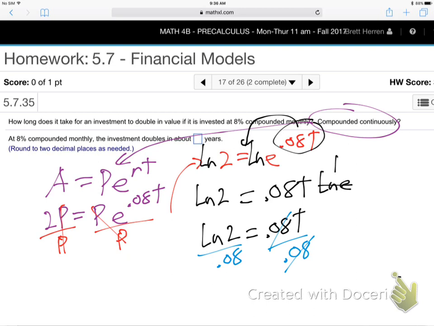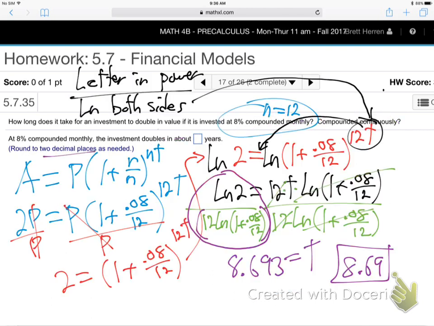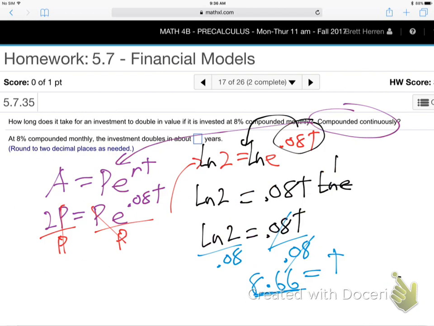I'm getting 8.66. You want two places, 8.664, so I'm just going to leave it at 8.66. So very close to the other answer. What was the other answer? 8.69, very close. 8.66 years. This one's a little lower because continuous compounding is a little more effective. So you need a little less time to double your money. Not much, though. It's pretty close.